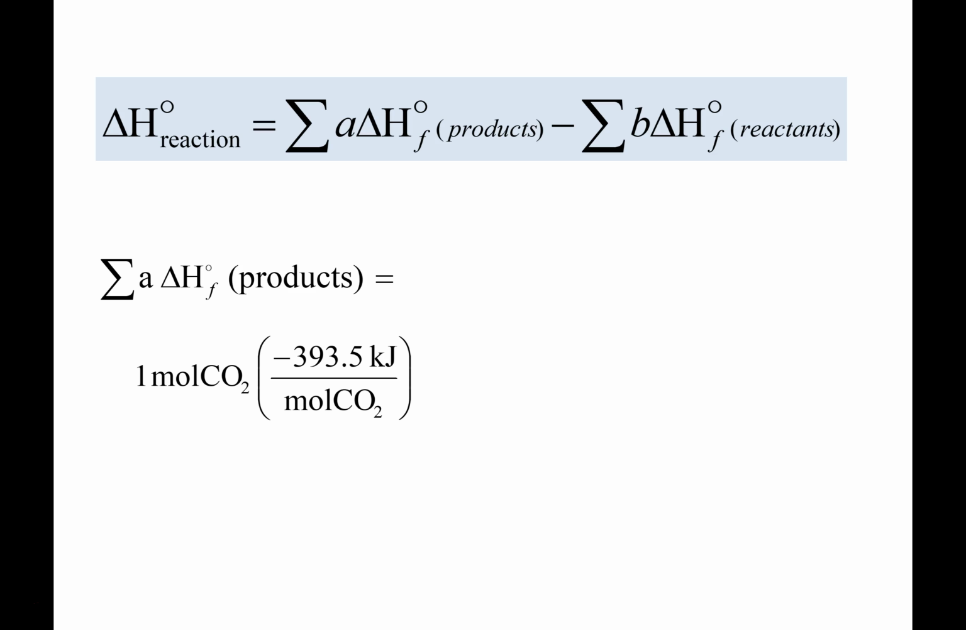Stoichiometry enters in. The stoichiometric coefficient in front of the CO2 is 1. So that's where the 1 mole of CO2 comes from. From the table, we look up the enthalpy of formation, and we get a negative 393.5. The units at the top of the column were kilojoules per mole. And then the other product is water. The stoichiometric coefficient in front of water is 2. So we'll have 2 moles of H2O times, from the table, negative 285.8 kilojoules per mole of H2O.